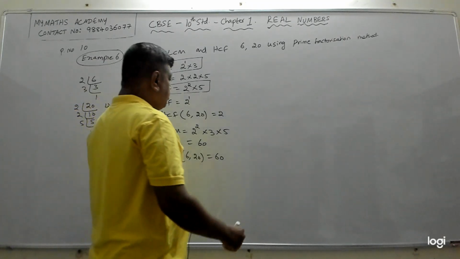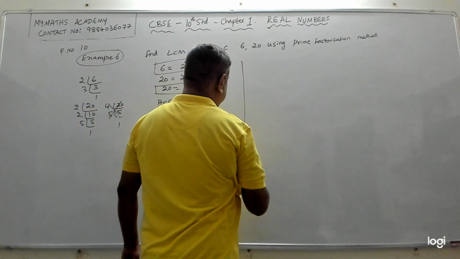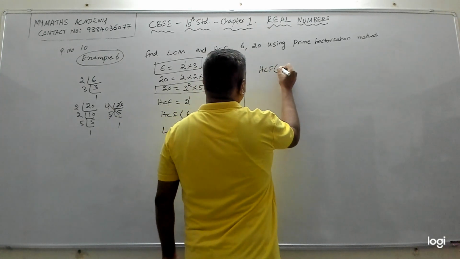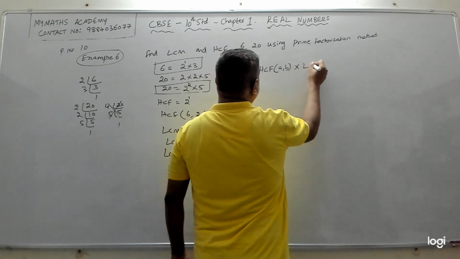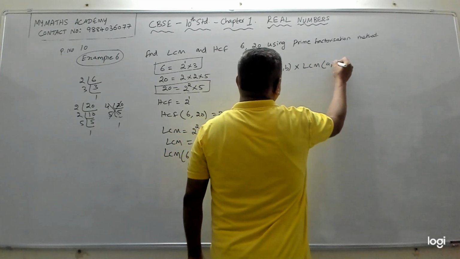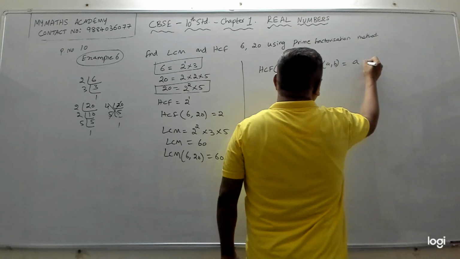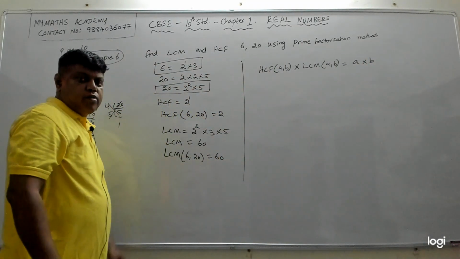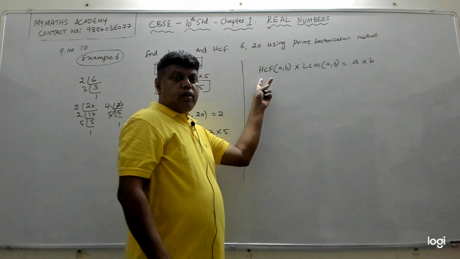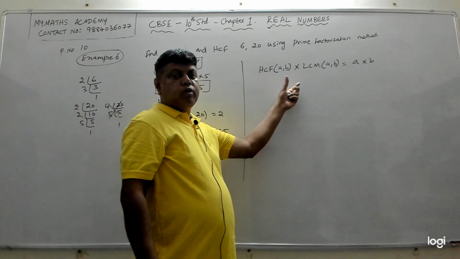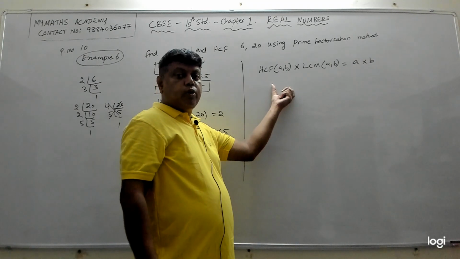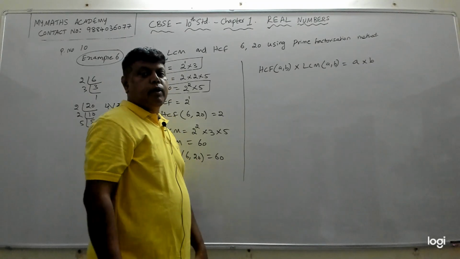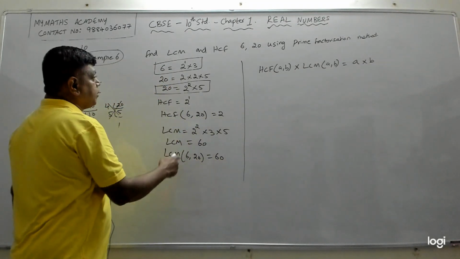Right. So one more relationship that we have, which is always true: HCF of two numbers A, B into LCM of two numbers A, B will be equal to the product of the two numbers, A into B. So this is always true. Which means if you find the HCF, if you find the LCM, and if you multiply both, you will get one answer, and that answer will be equal to the product of the two numbers for which you found the HCF and LCM.